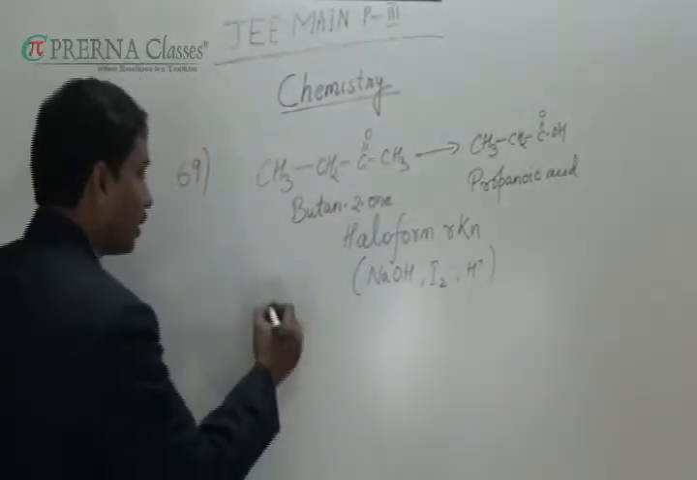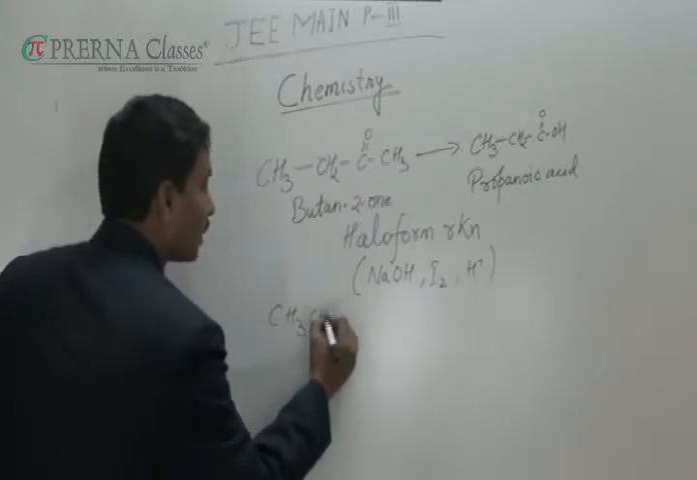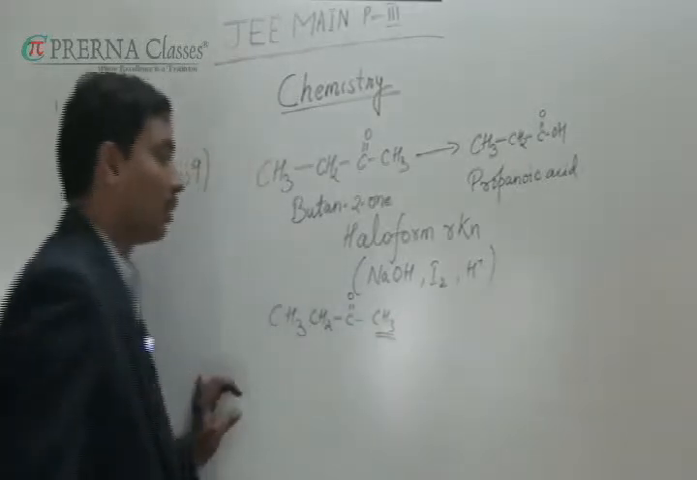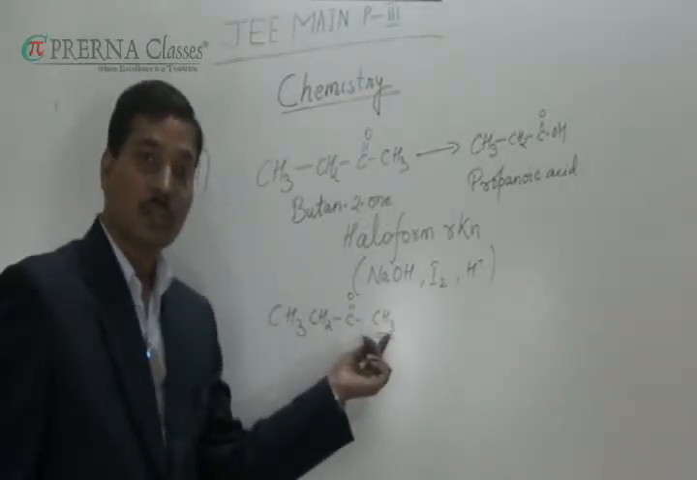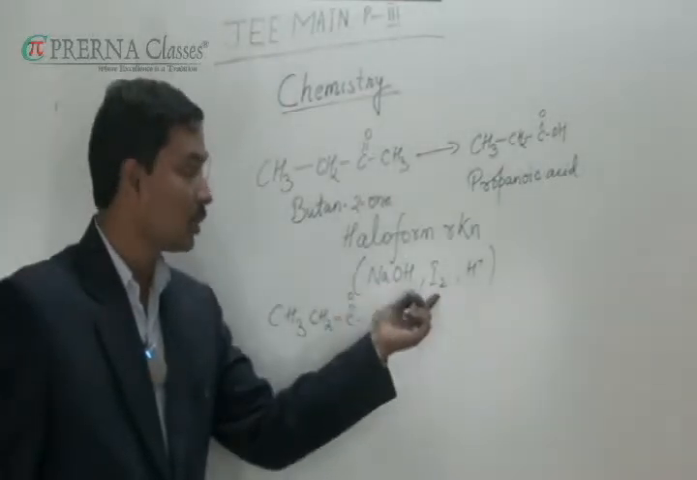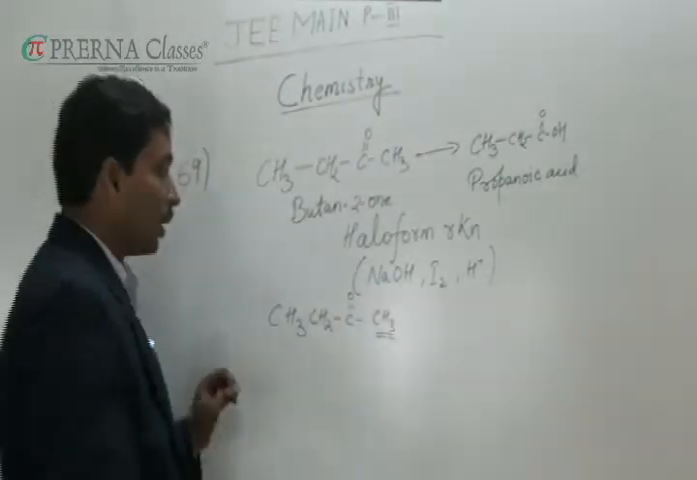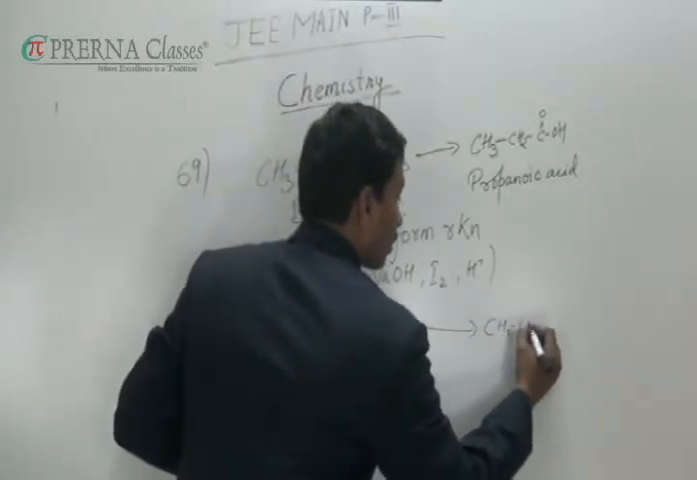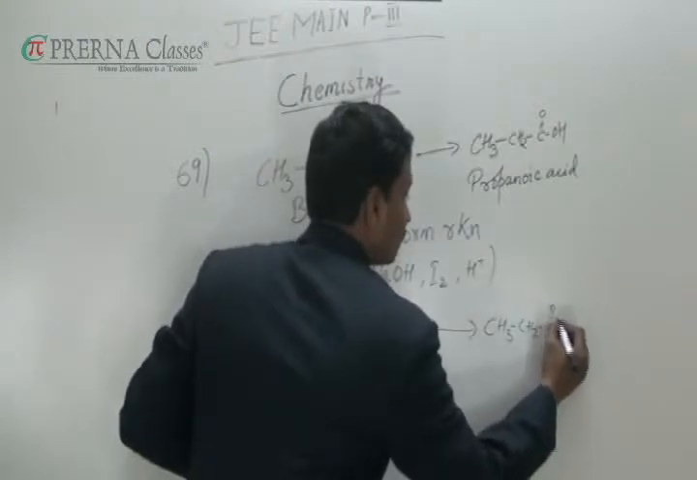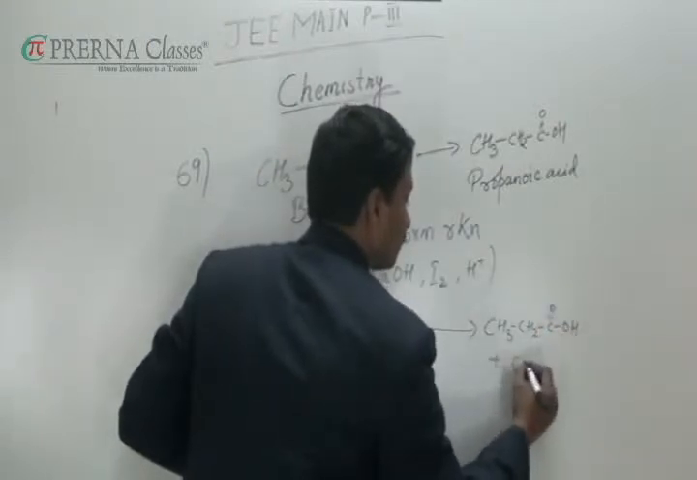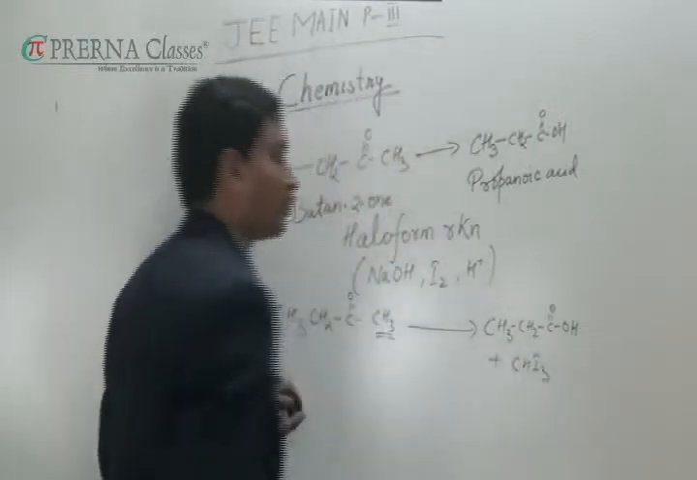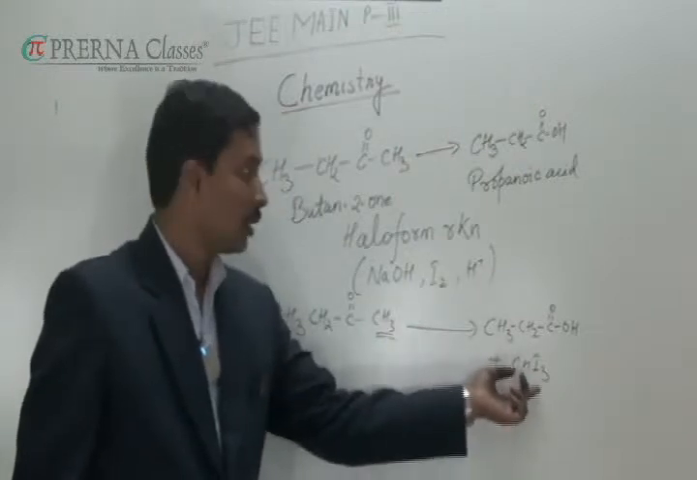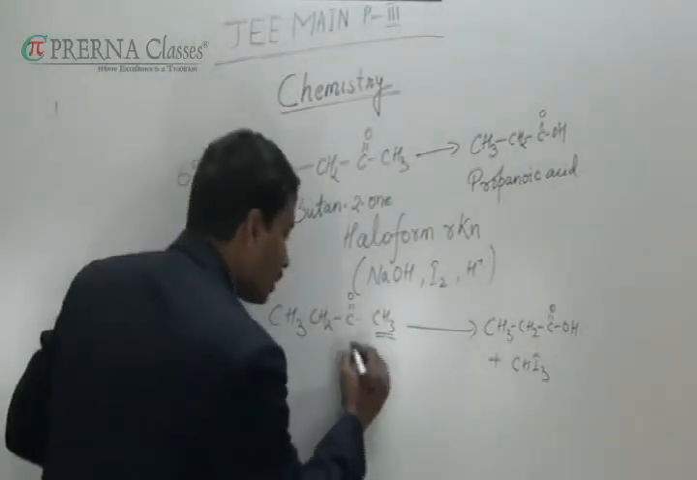So we can write this CH3 CH2 C double bond O CH3. These 3 hydrogens are known as the alpha hydrogens. When it reacts with NaOH in presence of I2 and H plus, it is converted into propanoic acid and CHI3. Therefore, the answer is option C.